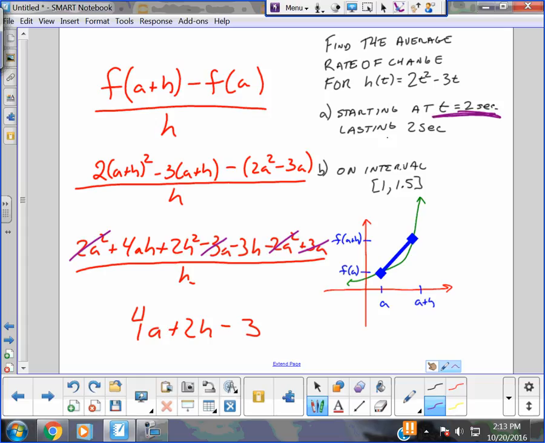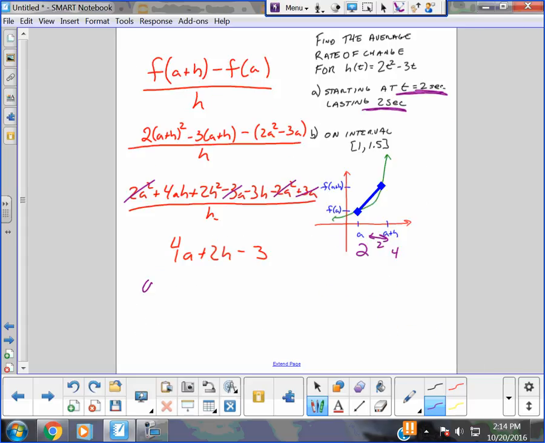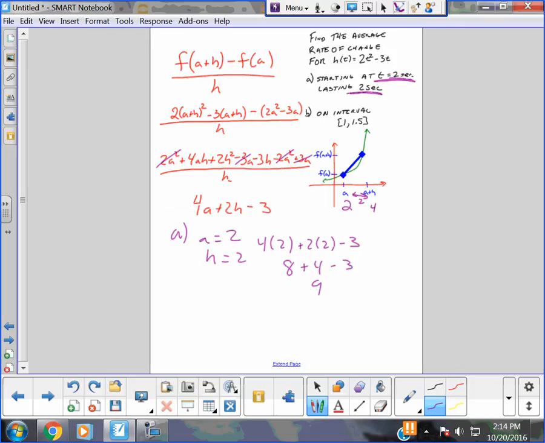Starts at 2, lasts 2. So everybody, on the first one, A, the starting point is 2, and h is 2. So you had it. This is a hard one because I messed with your heads, right? And there would be units here. I told you units, maybe it'd be feet per second, but I didn't give units, so it's 9. The average rate of change from starting at time equals 2, lasting 2 seconds, to 4, is 9. It's positive, it's up. Guys, that would be the same as the interval 2 to 4.